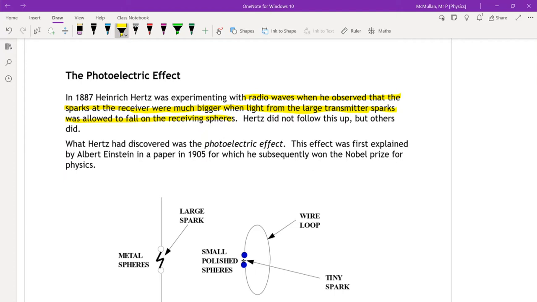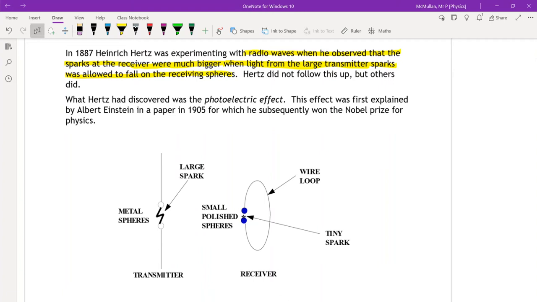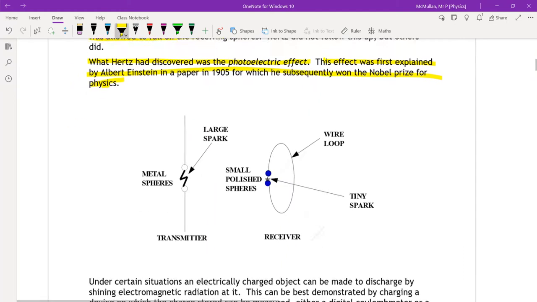metal spheres. If you imagine the Van de Graaff, when I hold one of the metal spheres close to the other one, you see the sparks jump. A similar sort of image would have been what Heinrich Hertz observed. What he had discovered was called the photoelectric effect. This effect was first explained by Einstein, and he subsequently won a Nobel Prize in physics for it.